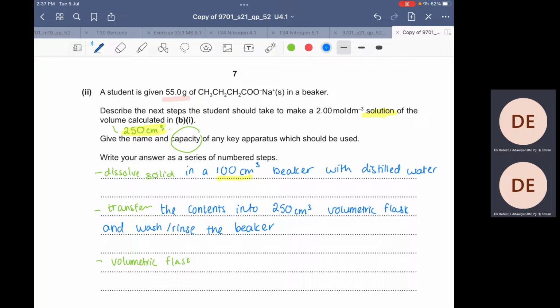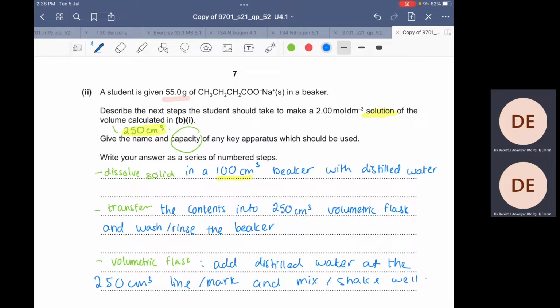What do I do next to top up the water? Okay, so add distilled water into the volumetric flask. When do I stop? At the line, at the 250 cm³ line or mark. After that, what do I do to make sure that my solution is mixed? Yes, mix or shake well. Okay, so those are the steps.